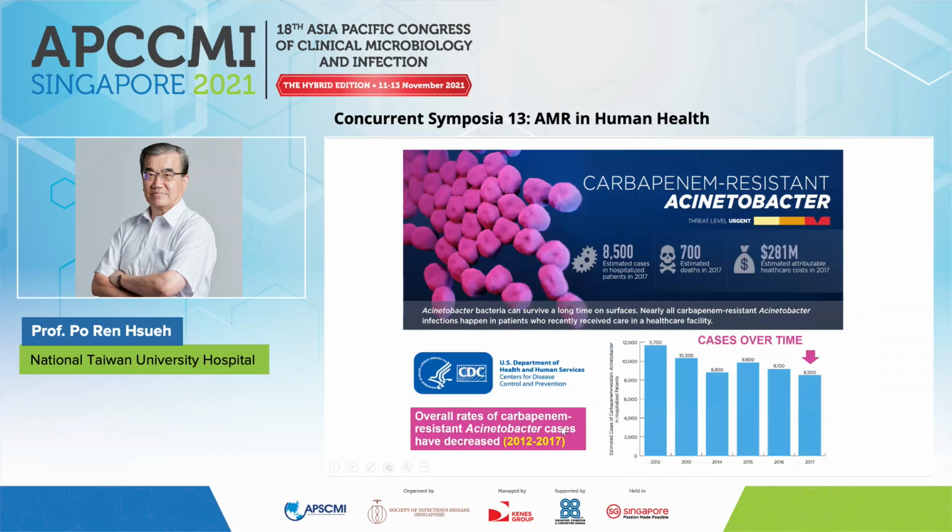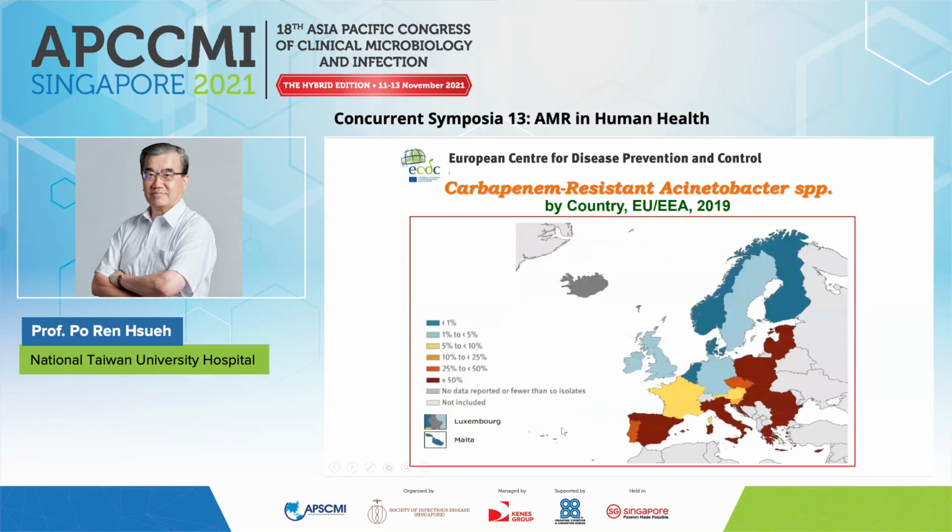And look at the carbapenem-resistant Acinetobacter baumannii in the United States in 2017. It also caused a lot of hospitalized patients, and caused about 700 estimated deaths in 2017, caused by CRAB. And you can also see the real case number actually decreases in the United States.